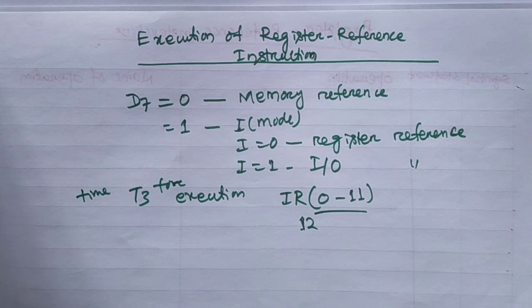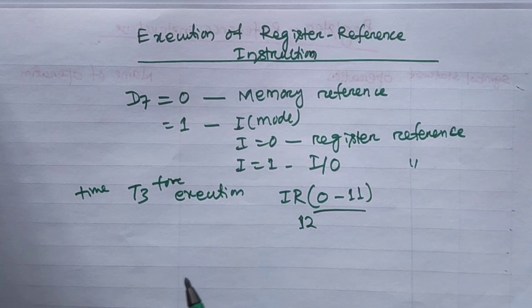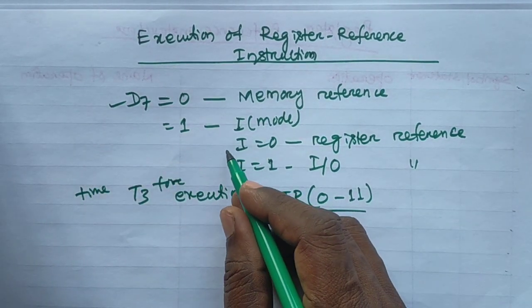Now we will define the basic concept, or the basic statement, for a register reference instruction. How to define it? Basically, I also told you that it depends on D7, and next the I mode.